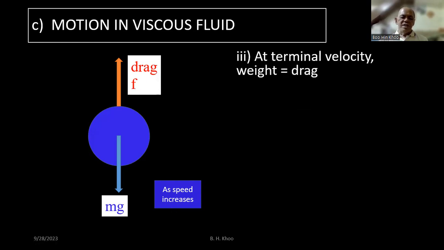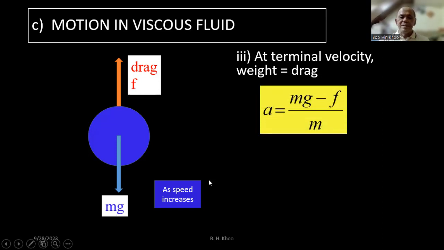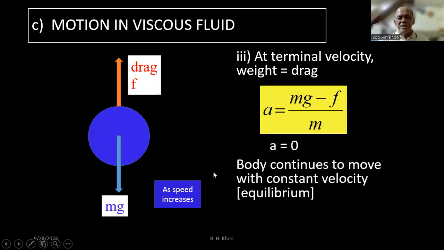At terminal velocity, the speed cannot increase anymore. The largest the drag can go is mg. After that, it cannot increase anymore. So weight equals drag, and acceleration equals zero. That means the body continues to move with constant velocity. This is what we call equilibrium.